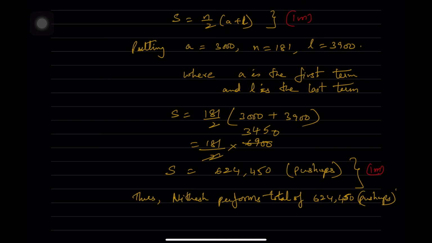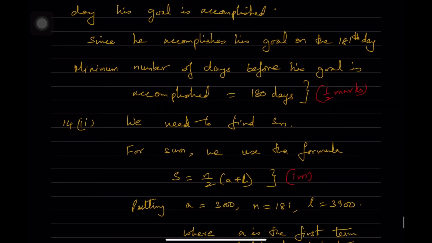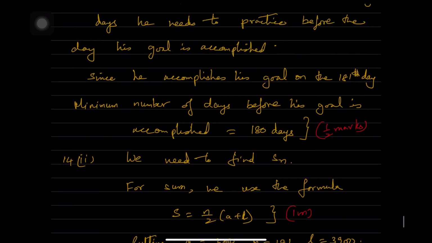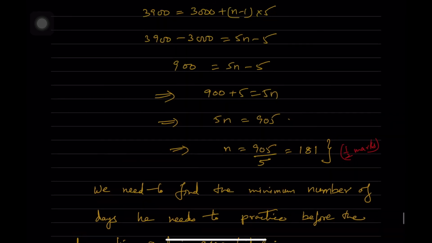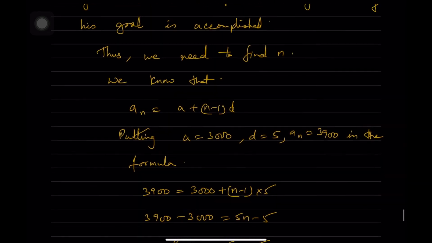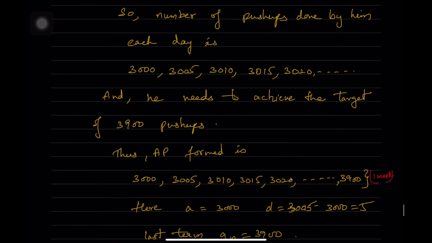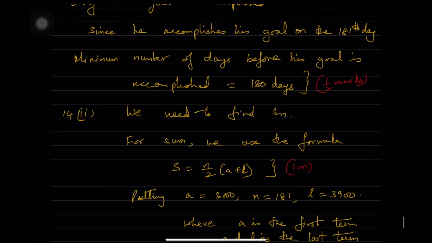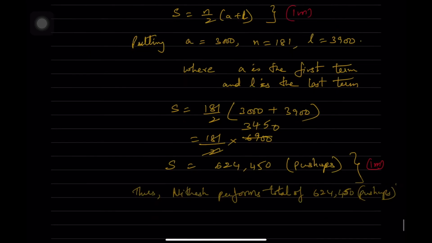So total marks for this: for the formula for Sn, that is finding the sum, 1 mark. For 180 days, that is the minimum number of days before his goal is accomplished, half mark. Then for finding N, you get half mark. Then 1 mark for writing the whole thing. So 1, 2, 3 and 4 marks total. So this is about the sample paper of term 2.